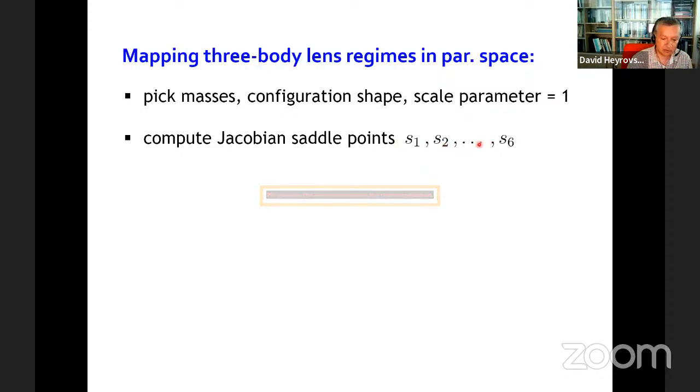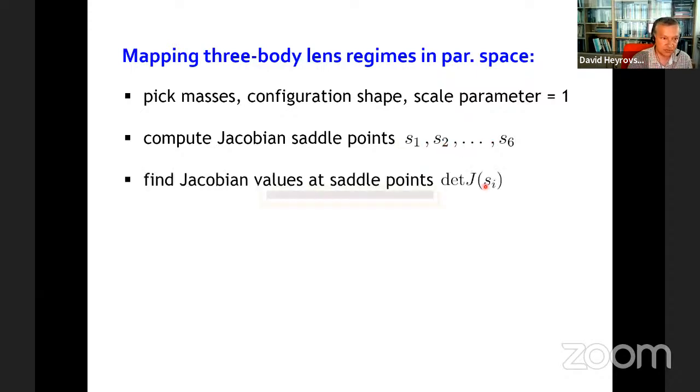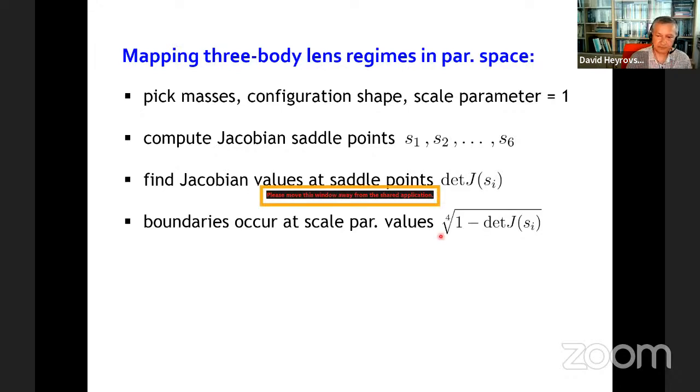Once you find these saddle points, you just look at what is the value of the Jacobian in these saddle points. And once you have these numbers, you know that if you take the parameter and multiply it by this factor, 1 minus the Jacobian in the saddle point, under the 4th root, you'll exactly get at what values of the scale parameter, that means what separations or so on, you will transition from one regime to another.